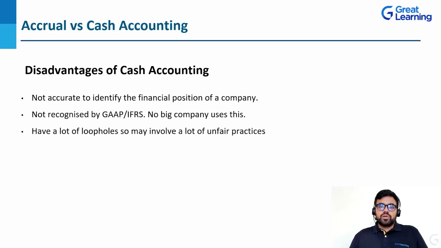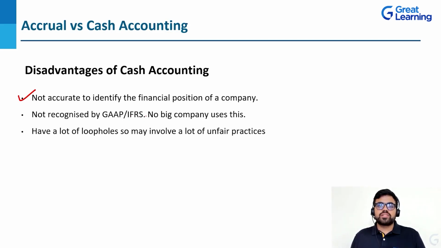Now we'll know the disadvantages of cash accounting. As mentioned before, it is not accurate to identify the financial position of a particular company in a given period of time. Second, it is not recognized by both GAAP and IFRS. Now, what is GAAP? GAAP is Generally Accepted Accounting Principles. Second is IFRS. It is International Financial Reporting Standards.